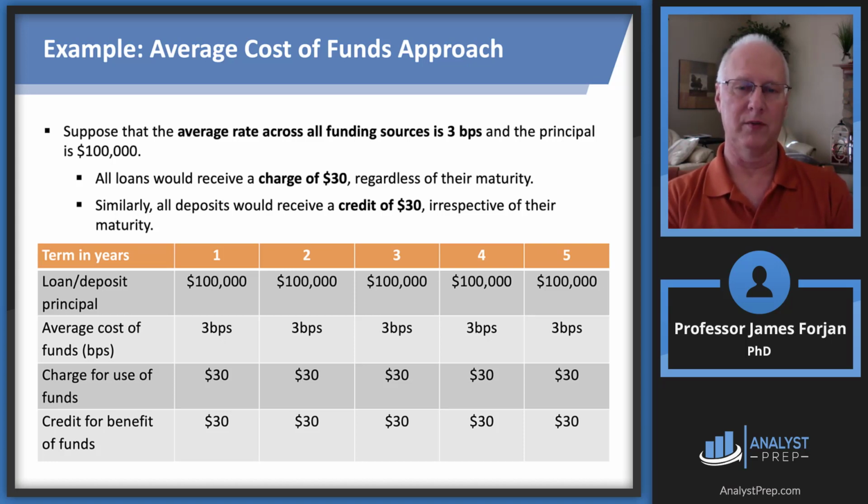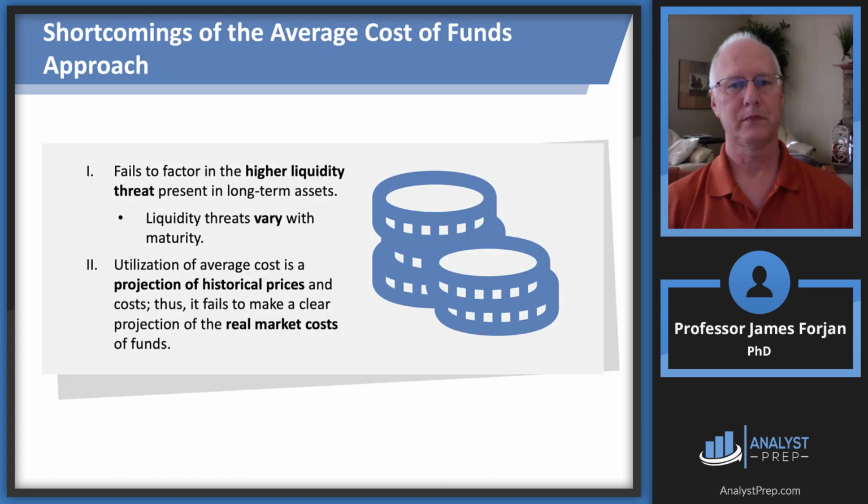Now, there are some disadvantages to using this model, and that should be seen clearly in those bottom two rows, right? The charge and the credit at 30, 30, 30. Boy, you should scratch your head and say, you know what, Jim, I don't like 30 at year five. I might like 30 in year one, but I surely don't like 30 in year five for both the charge and the credit. Boy, I bet this summarizes what we just did. Fails to factor in the higher liquidity threat. Yep, we just did that. Utilize average cost as a projection of historical prices.